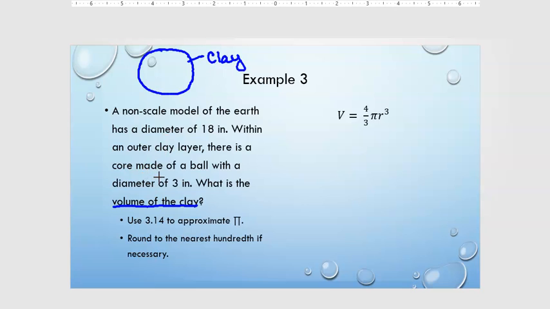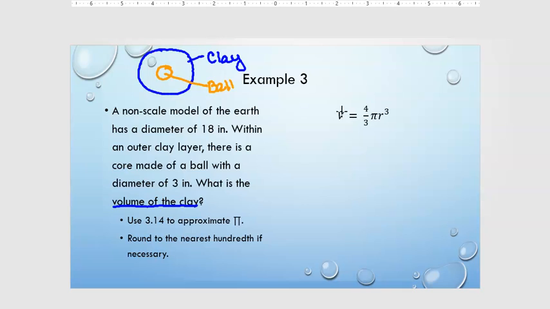But it tells me in here that within that, there is a ball, a core that's a ball with a diameter of 3 inches. So inside of this, I have this ball right here that has a diameter of 3 inches. Now, because they're asking me for the volume of the clay, what I'm going to need to do is know how much volume is total and then subtract out the part that's not clay, which would be the ball. So I'm also going to have to find the volume of the ball.